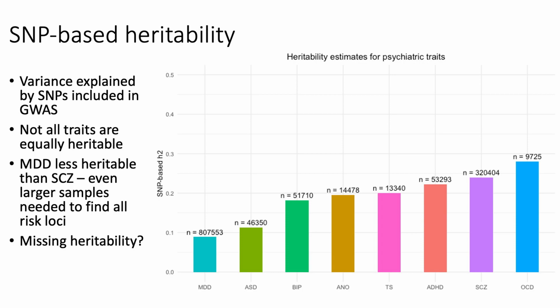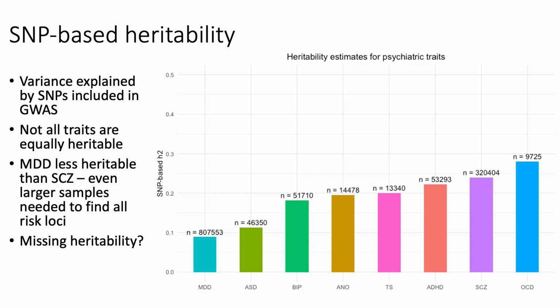So this is a graph of the SNP-based heritability estimates from many of the recent PGC papers on different psychiatric traits. And the SNP-based heritability is really just the variance explained by all of the SNPs that we include in the genome, in the GWAS. So you can see the smallest amount of variance explained is depression, and the largest, even though it's actually the smallest sample size, is OCD. And schizophrenia is pretty near the top with 24% heritability. So we can see from this that depression and other traits are less heritable than schizophrenia.